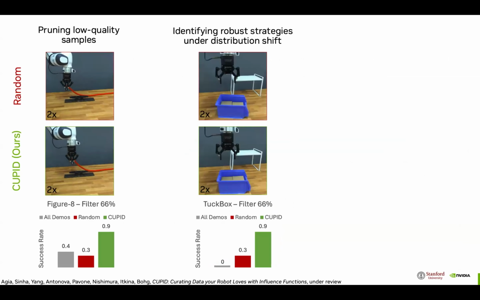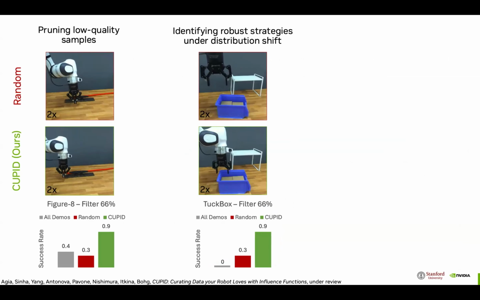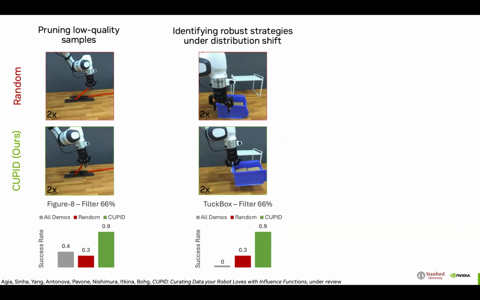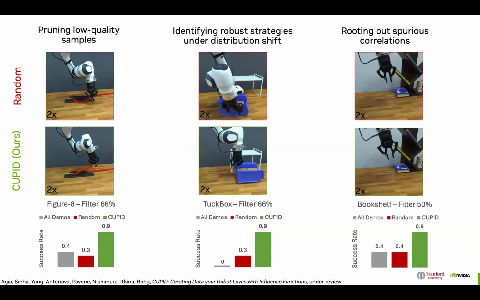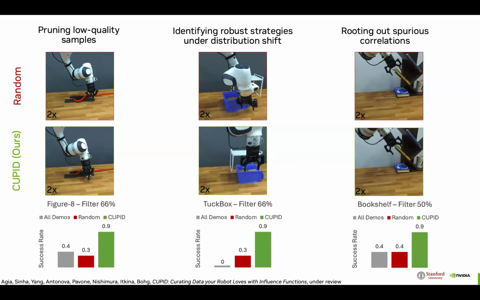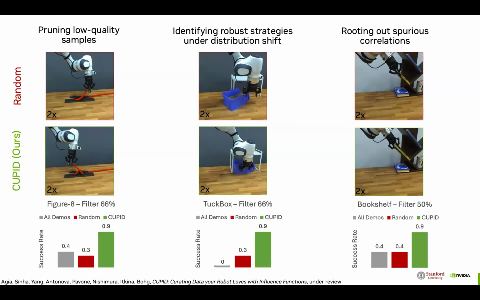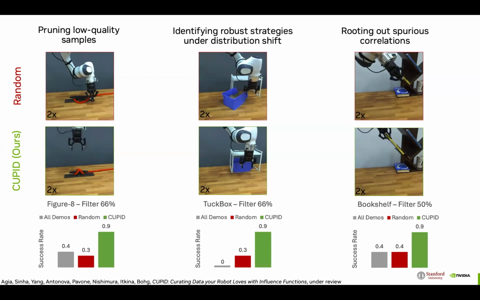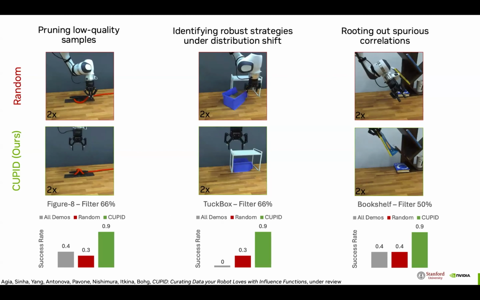In experiments, we showed that this allows us to prune low-quality samples or identify the most robust strategies in the training data and the test time distribution shifts, or root out spurious correlation, for example, in terms of the background and the number of books we have on the shelves. And we've shown that with this kind of retraining strategy, we can improve the performance of a number of state-of-the-art policies, like diffusion policies or Pi-0, by a significant amount.